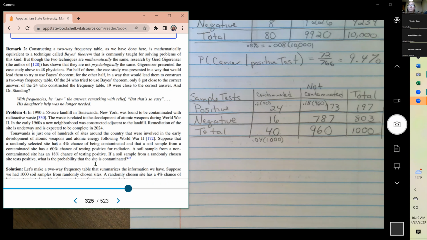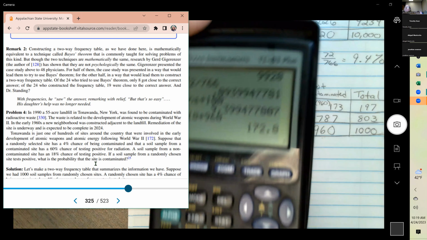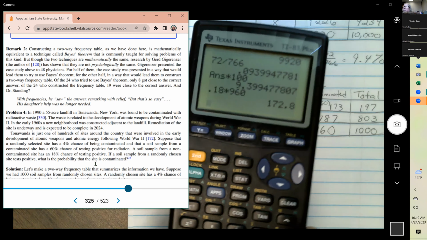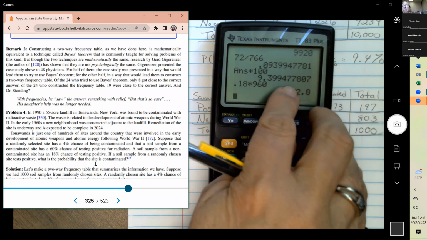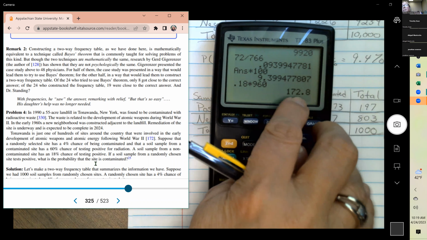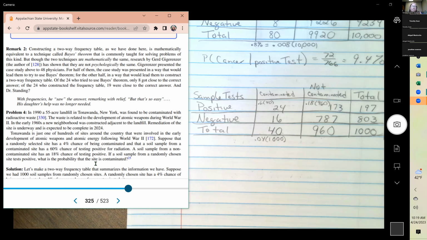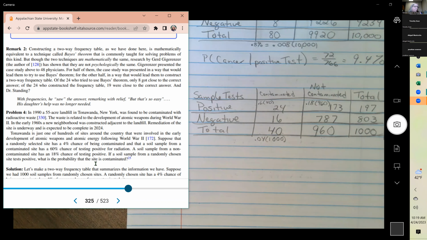Any questions on it? Wait, I had to round. Yeah, we did, huh? The 0.18 times 960, because I got 172.8. I did the calculations yesterday and I forgot we did have to round here. Any questions on that one?